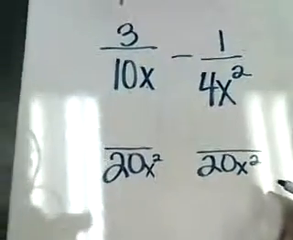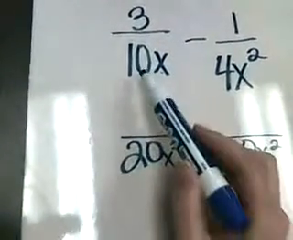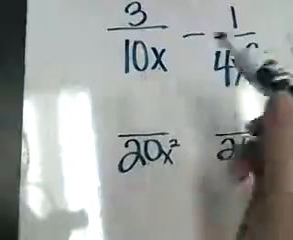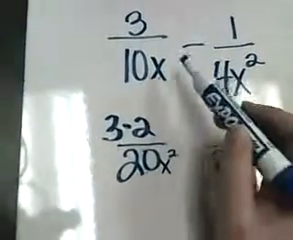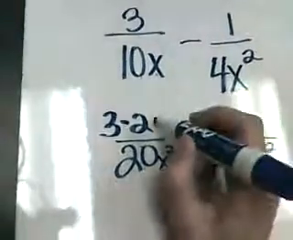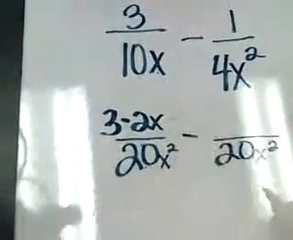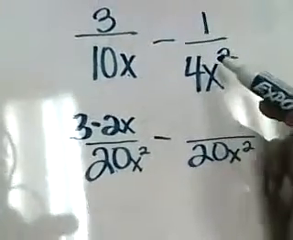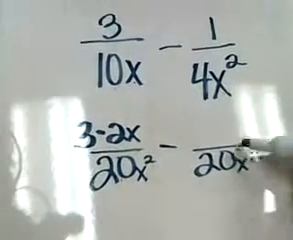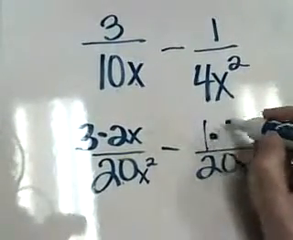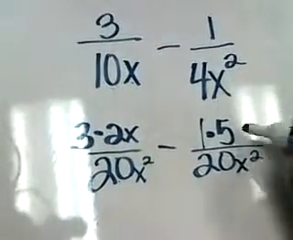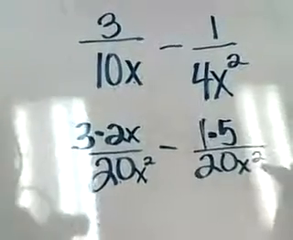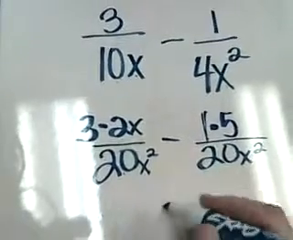Then I'm asking myself how my denominators changed. So how did I go from 10 to 20? I multiplied by 2. And how did I go from x to x squared? I multiplied by x. How did I go from 4 to 20? I multiplied by 5. And x squared to x squared, there wasn't a change there, so I don't need to do anything on top. Now I just need to clean this up and squish it together.